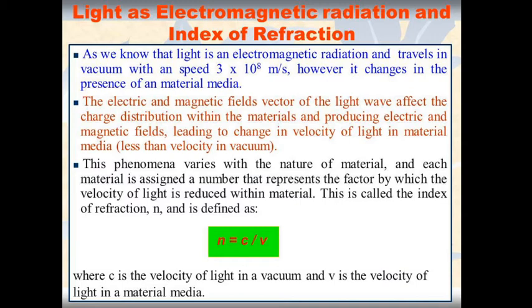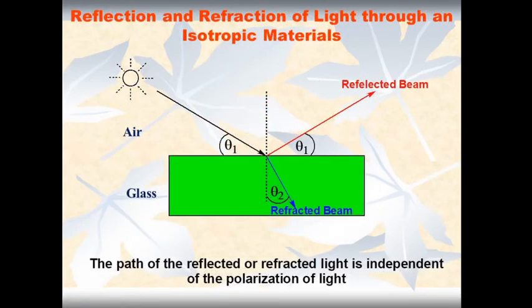This phenomenon varies with the nature of the material, and each material is assigned a number that represents the factor by which the velocity of light is reduced within the material. This is called the index of refraction or refractive index of the medium. It is defined as n equals c upon v, where c is the velocity of light in vacuum and v is the velocity of light in the material medium.